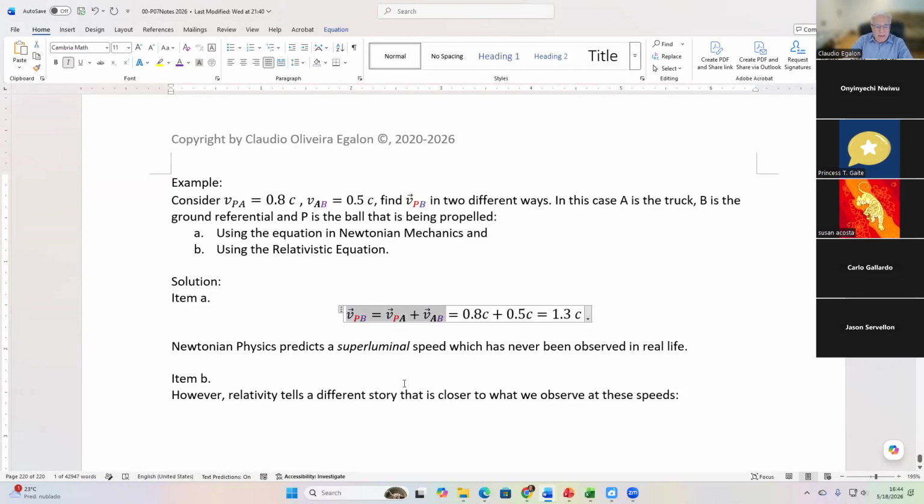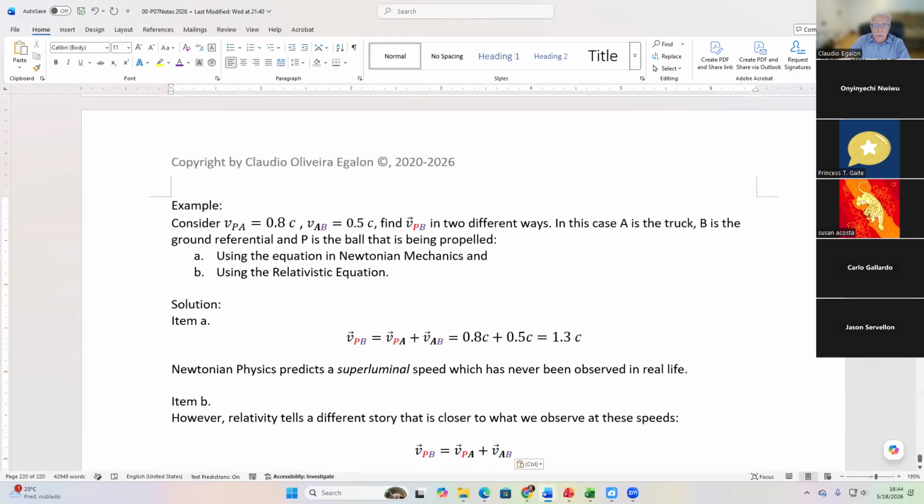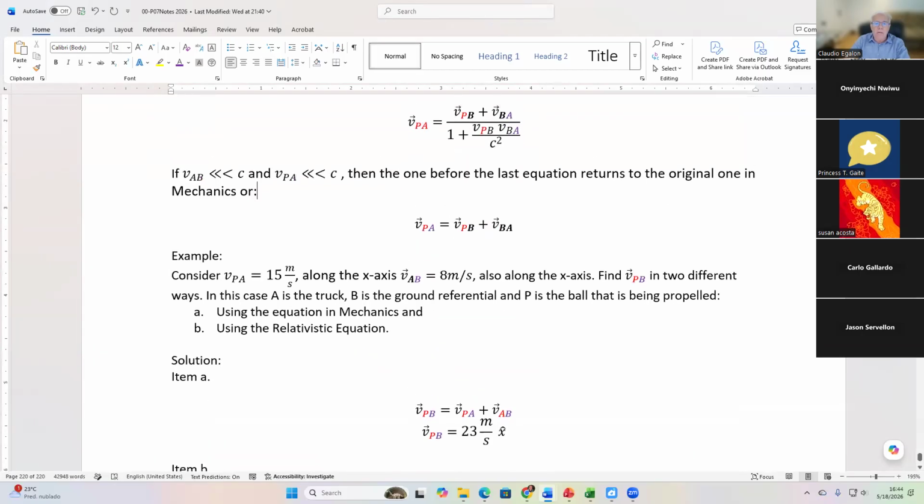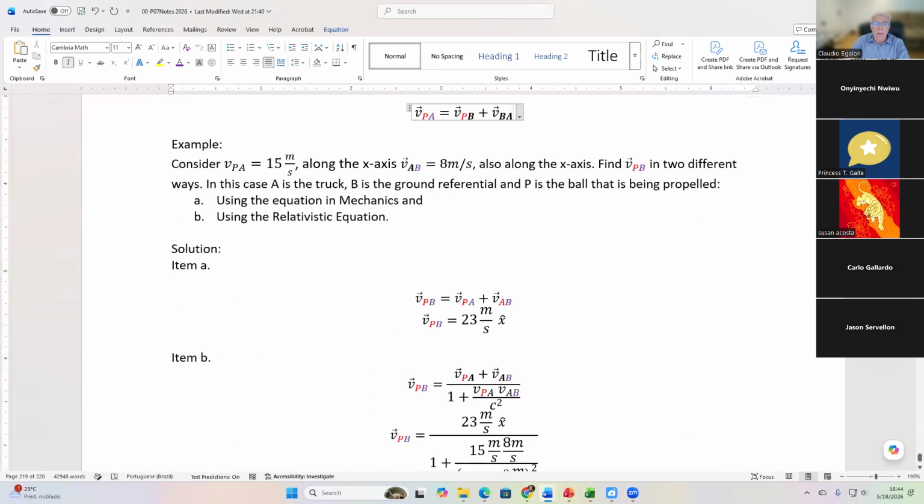Using relativity, we have that correction term downstairs, and I'm going to copy it so I don't have to type from scratch, right? That is VP over B. Let's see. Fine, VP over B. Okay. That's the one I want.